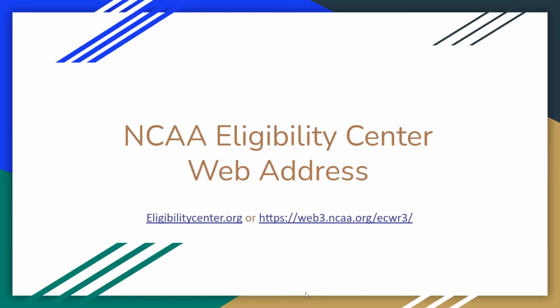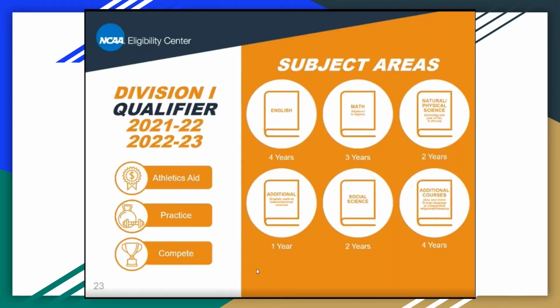So these are the addresses for the Eligibility Center if you are not using AthleticSOS and you got a hold of this video. This is information so that you can also go in and register yourself without needing to use AthleticSOS. One of the big questions we get constantly inside of AthleticSOS is, what are the subject areas required so that you can be certified to play at the NCAA Division I or Division II levels?